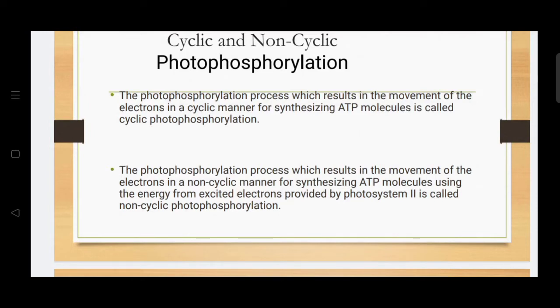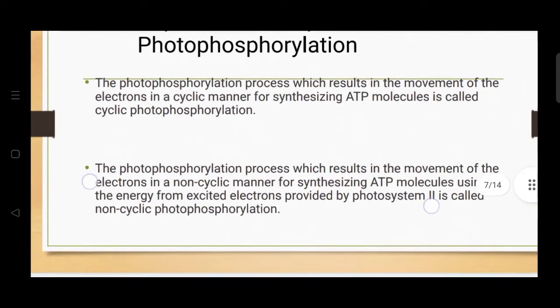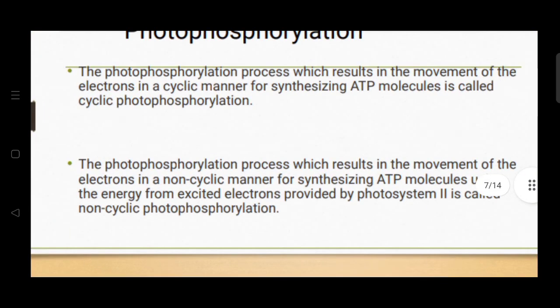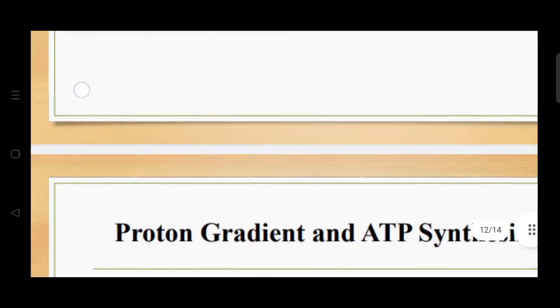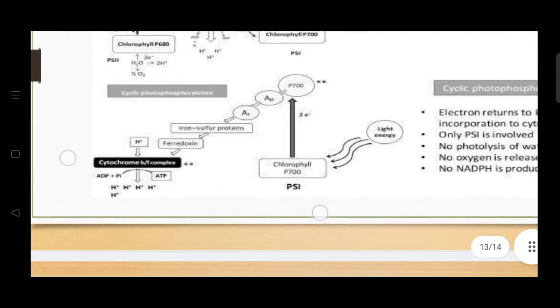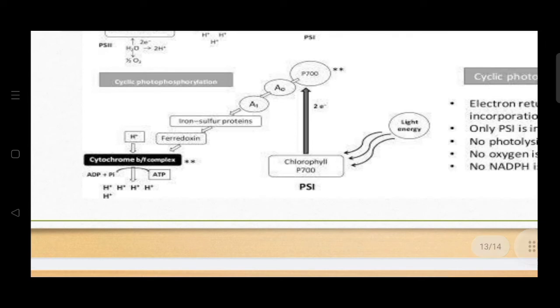Now let's talk about cyclic photophosphorylation. The photophosphorylation process which results in the movement of the electrons in a cyclic manner for synthesizing ATP molecules is called cyclic photophosphorylation. Now, here's the diagram of cyclic photophosphorylation. It's kind of blurry, but here is the only picture that I have.